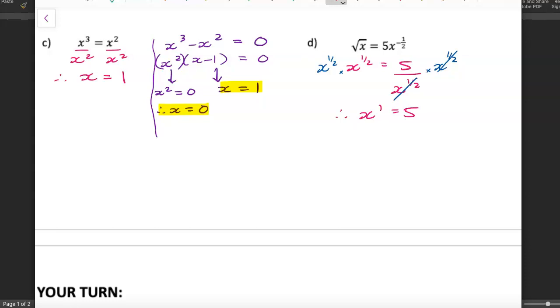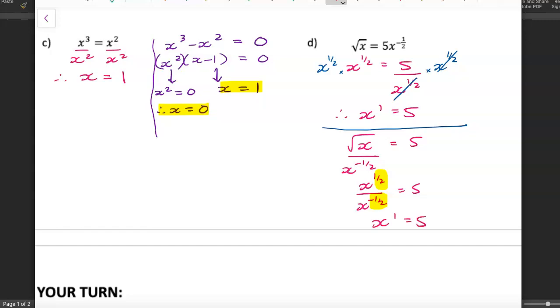Another option we have is to consider dividing straight away by x to the negative a half. So we'd have the square root of x divided by x to the negative a half equals 5. Thinking about our bases and our powers here, we've got x to the half divided by x to the negative a half, and our index law says when we're dividing with the same base, we subtract the indices, which would give us x to the 1 equals 5. So whichever way we consider doing the manipulation to solve, we still arrive at our answer of x equaling 5.